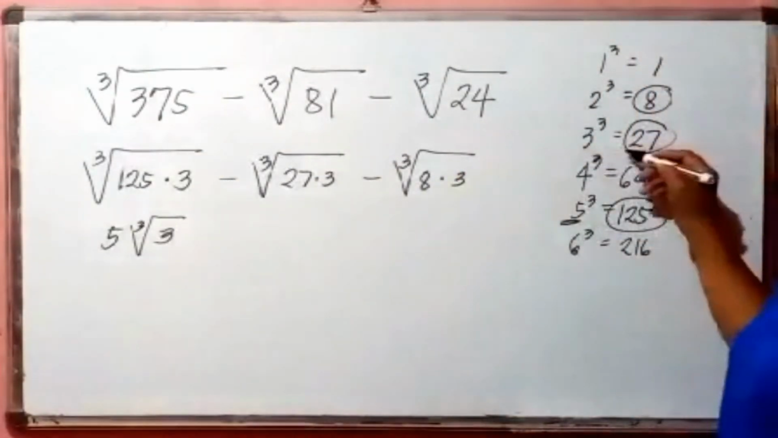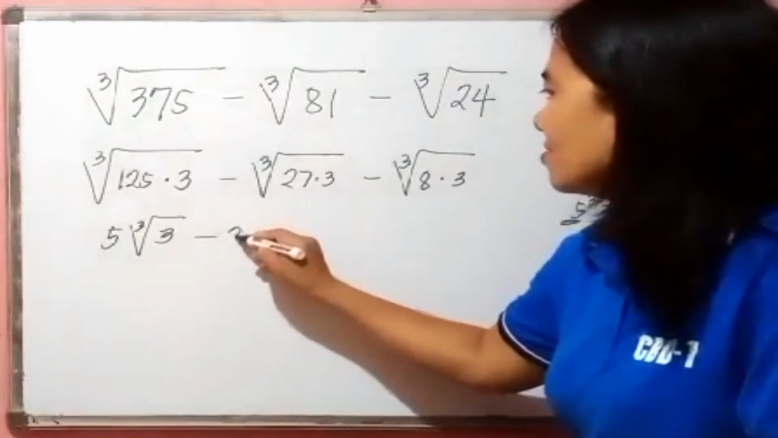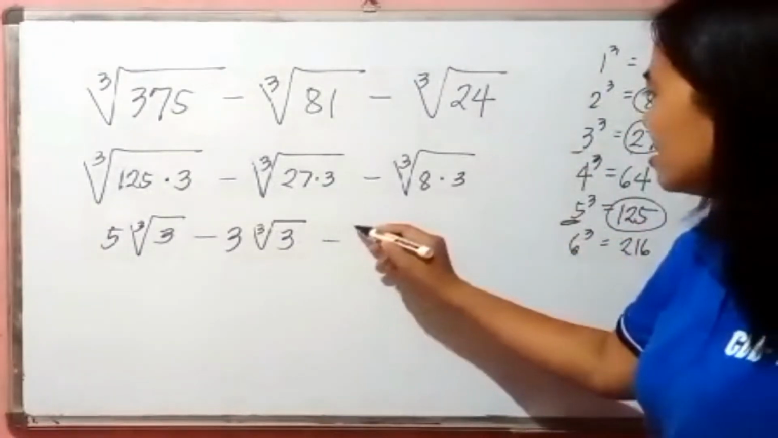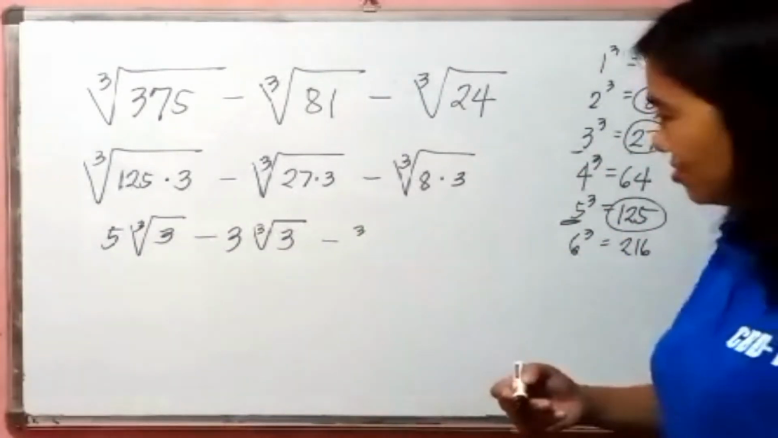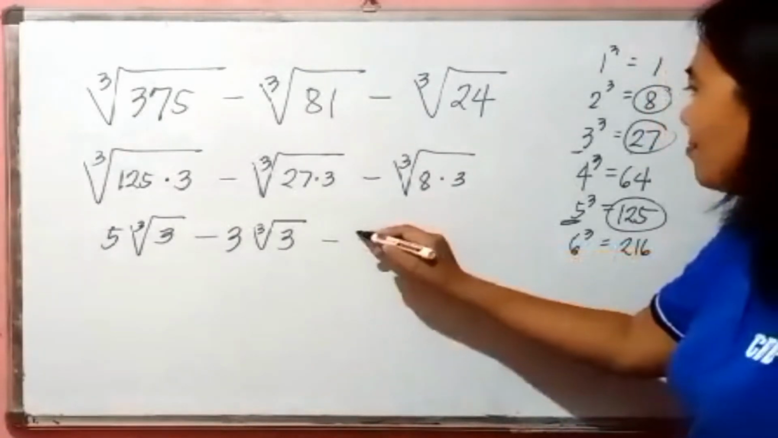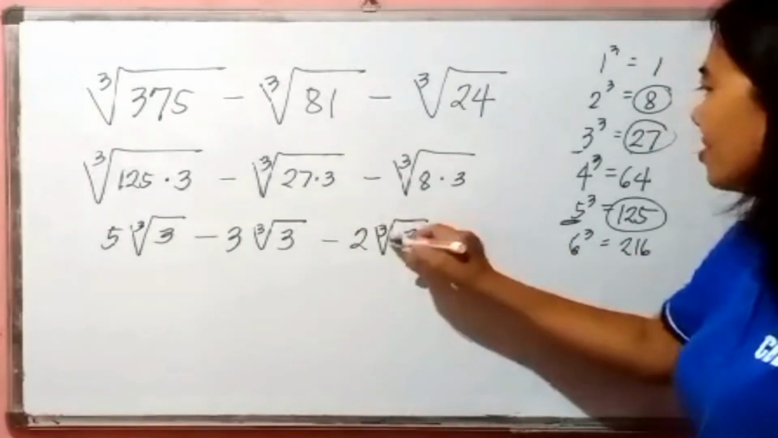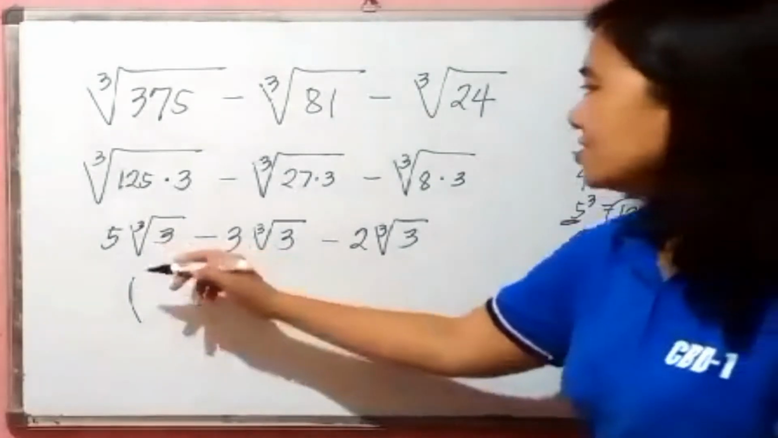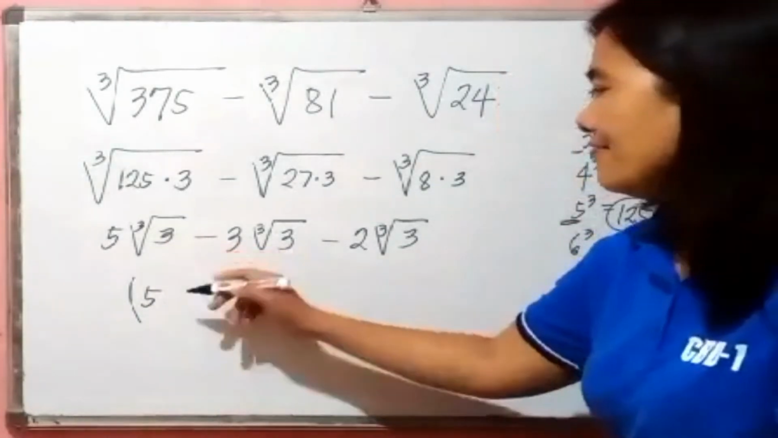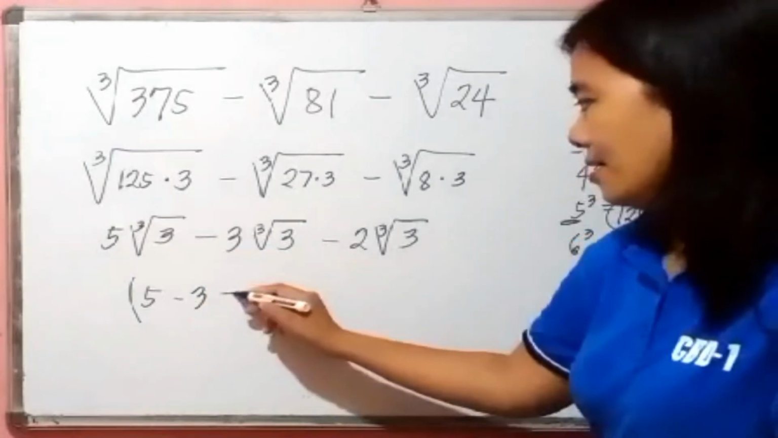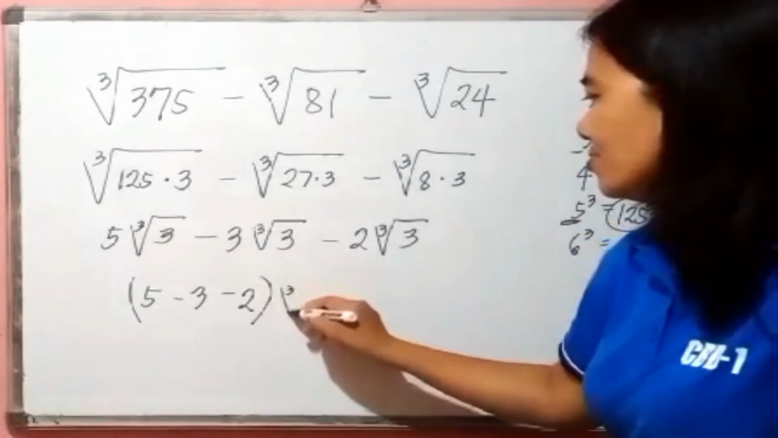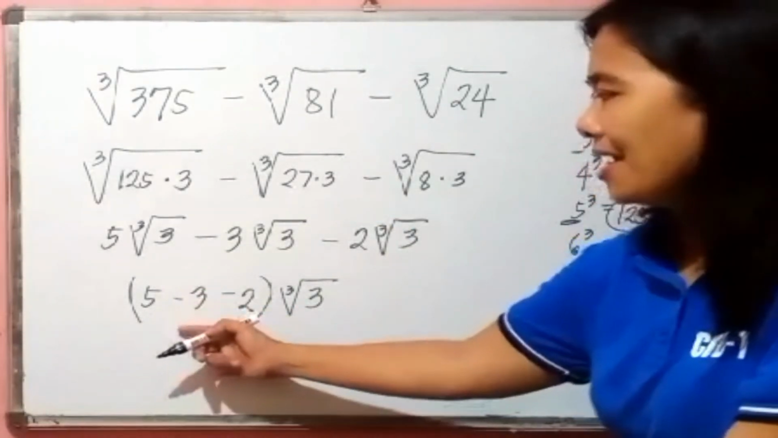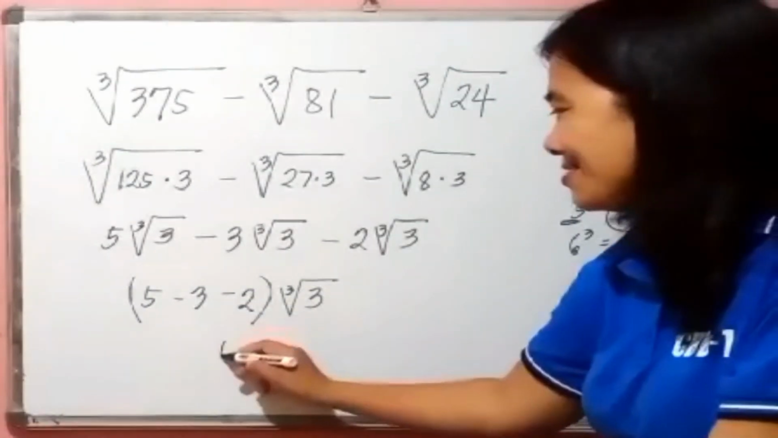Yung isa naman, yung 27, so 3. So, meron tayong 3 cube root of 3. And then, yung 8, so meron tayong 2 cube root of 3. Okay? So, ngayon, meron na tayong similar radicals. Copy natin yung coefficients. We have 5, 3, and 2. So, cube root of 3. Copy lang. So, 5 minus 3 minus 2 is 0.